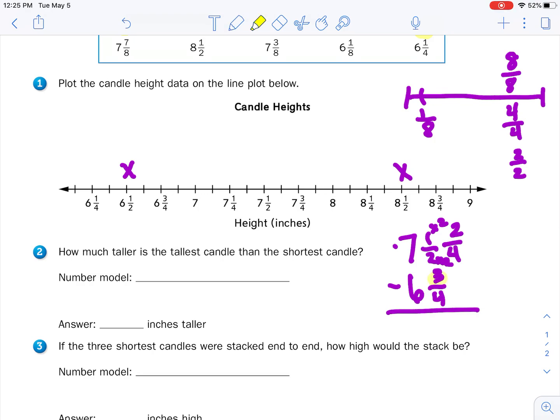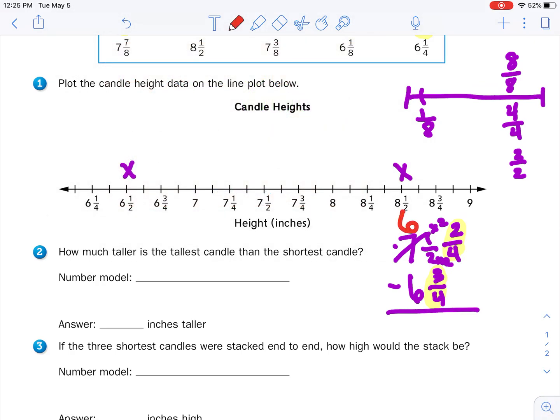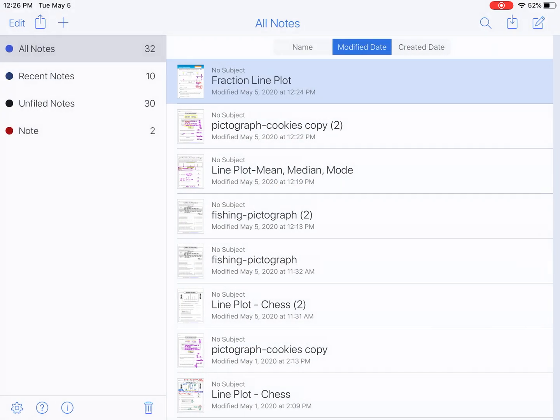We still have a problem. 3/4 down here is bigger than my 2/4, so I'm going to have to borrow. So I'm going to borrow 1 whole from my 7, and I'm going to make it a 6. And that 1 whole I borrowed was 4/4 because my denominator is a 4. So I'm going to add those together. So now I have 6 6/4 minus 6 3/4. So 6 minus 6 is 0. 6/4 minus 3/4 is 3/4. So what would the difference be? 3/4 of an inch. Okay?